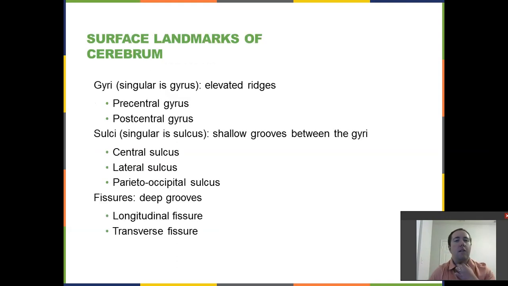Okay. So next we're going to zoom in just a little bit on the cerebrum and look at some of the shape of it. If you look at it, we see three primary types of features. We see gyri, which is plural for gyrus. We have sulci, which is plural for sulcus. And we have fissures. A gyrus is a ridge, it's a bump. A sulcus is a small groove or a valley between a bump.